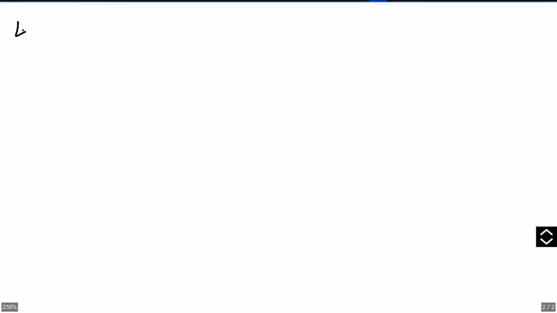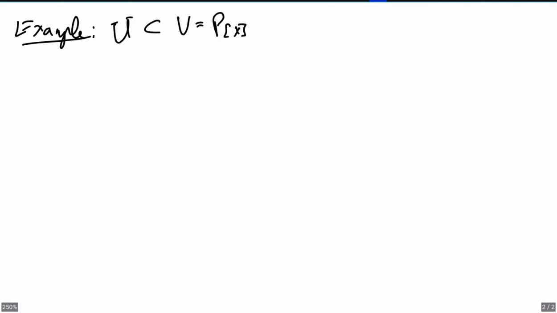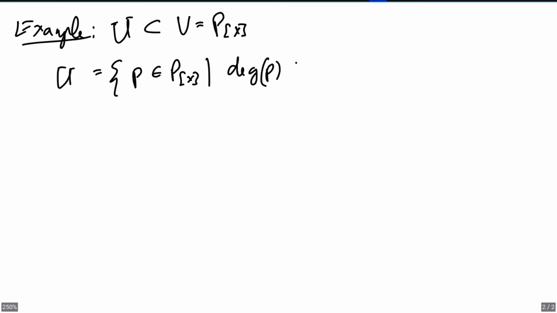Let me show you one example. For example, we can consider U a subset of the vector space V, which is the polynomials in x, and let U be the subspace of polynomials such that the degree of the polynomials is less than 4, and also the polynomial satisfies that P of 0 equals P prime at 0 equals 0.